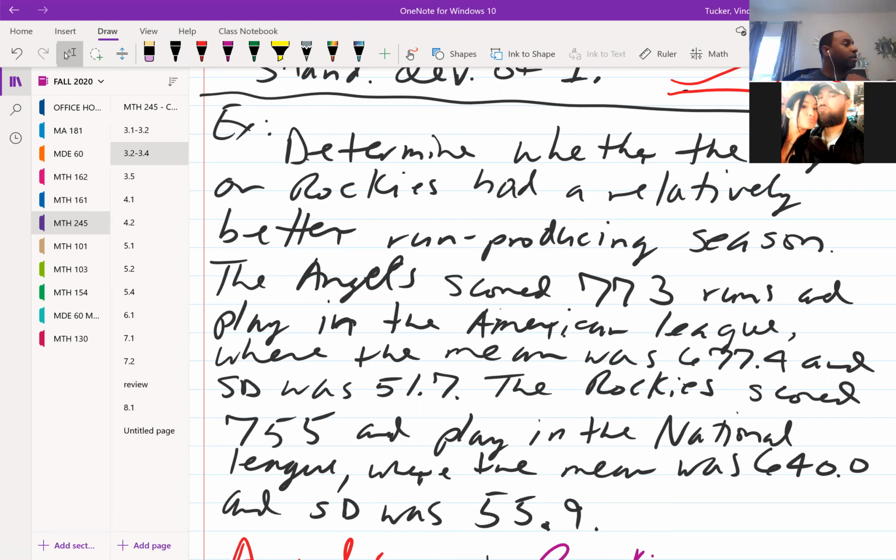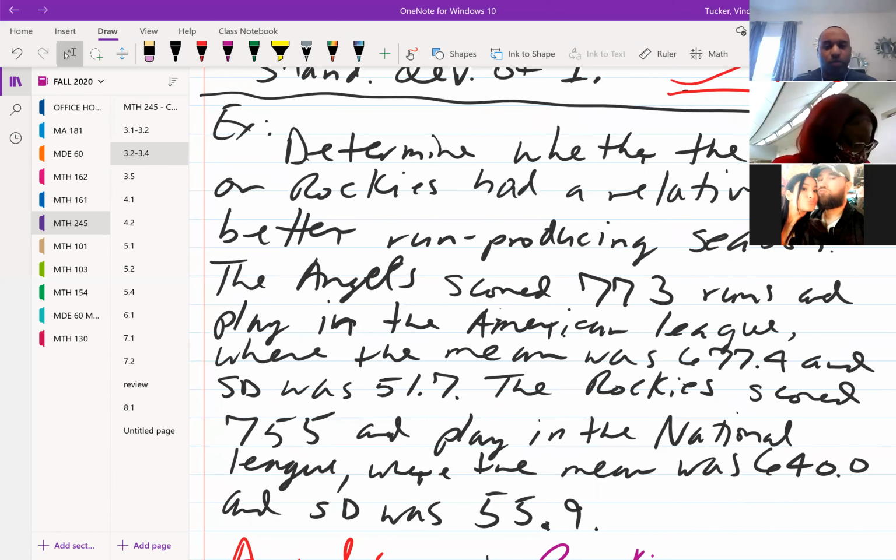You notice they mentioned the American League versus the National League. If you don't know about baseball, the American League has different rules than the National League. Minor different rules, but it may impact the scoring. So that's why they emphasize one was in the American League, one was in the National League. So the Angels would be compared to the American League stats, and the Rockies will be compared to the National League stats.